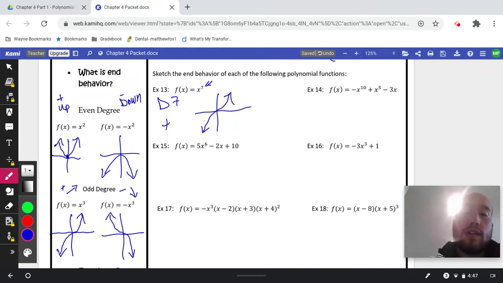Okay, so our next one. This is already in standard form. The highest value is a 10, so degree 10. So now we're worried just about the even types. Now this one is negative.